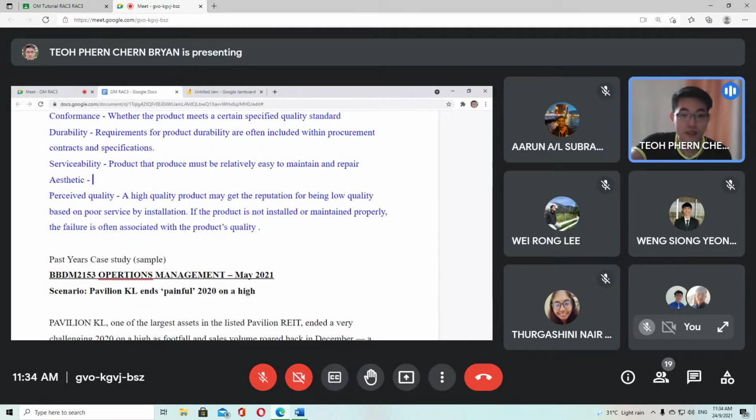Okay, perceived quality is what the customer perceives of your quality. Whether you have quality or not is another problem, but what do they think of your quality? So it's perceived quality.